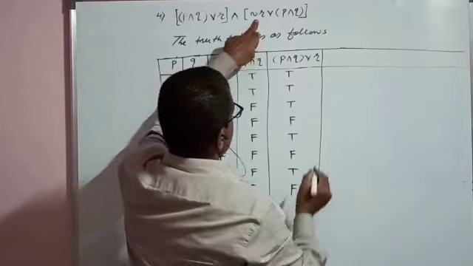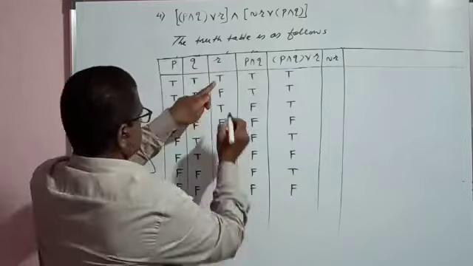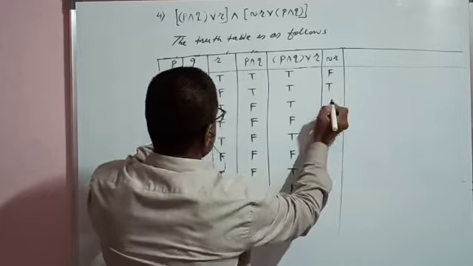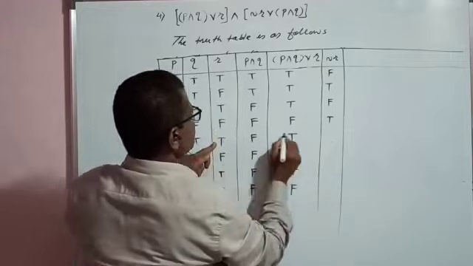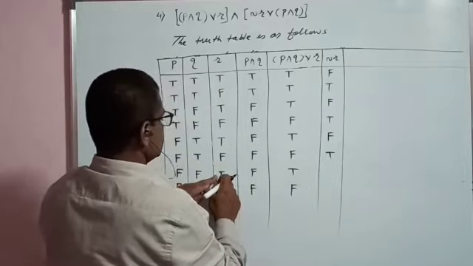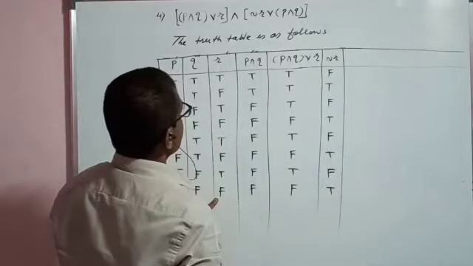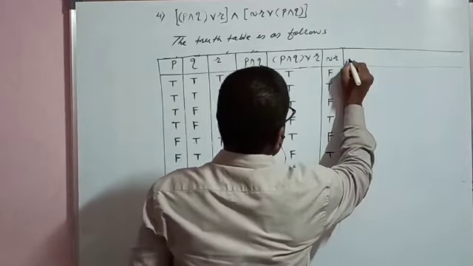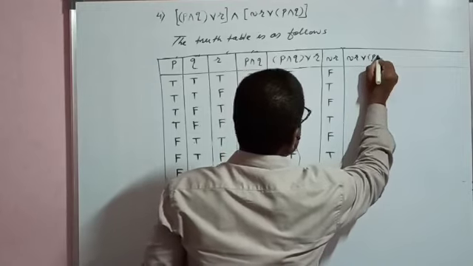Then say negation of R is there. So the negation of T is F, negation of F is T, negation of T is F, negation of F is T, negation of T is F, negation of F is T, negation of T is F, and negation of F is what? T. Then what? Negation of R disjunction P conjunction Q.